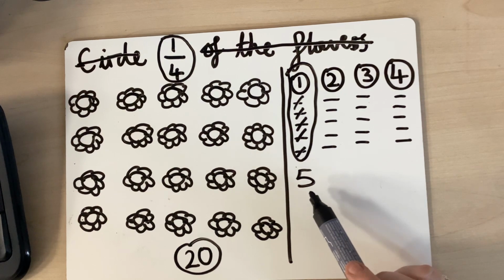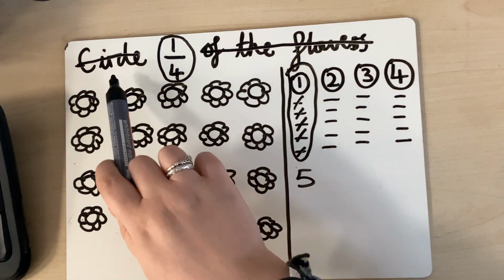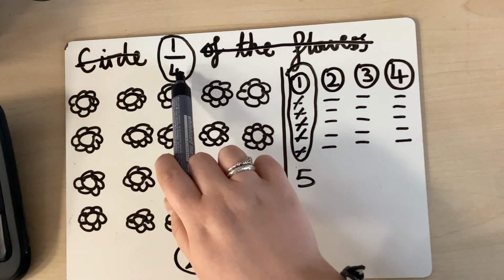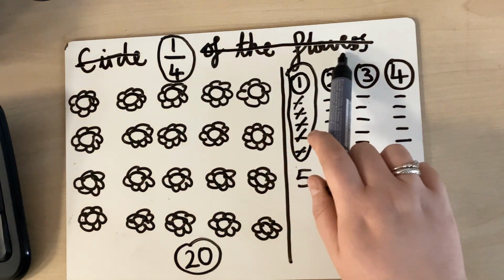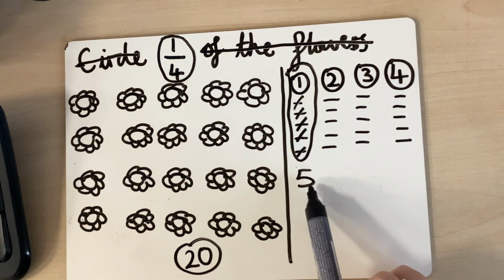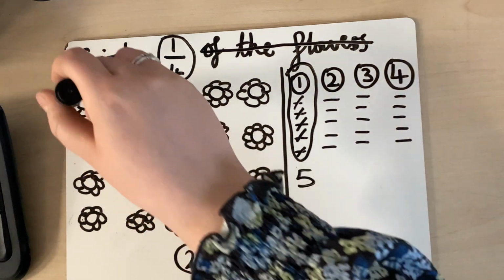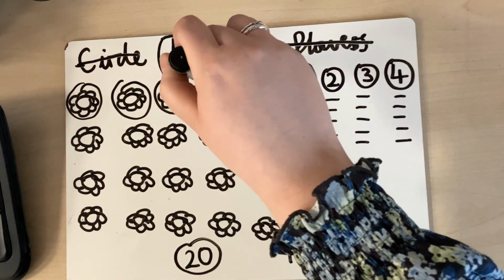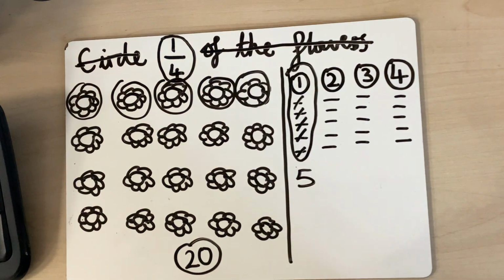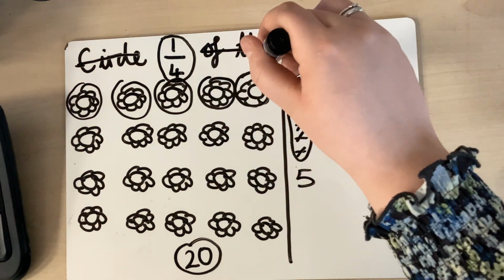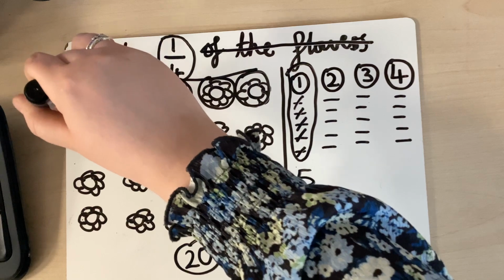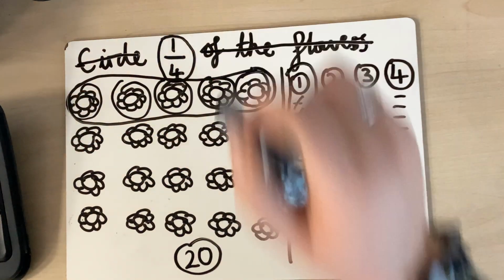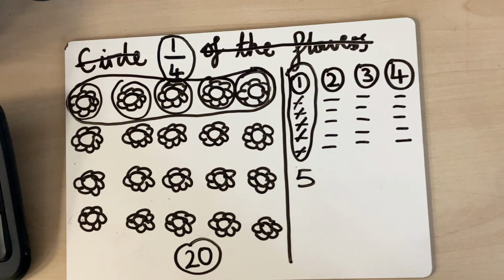But I haven't quite finished the question because my question was circle 1/4 of the flowers. So I need to circle 5 of these. 1, 2, 3, 4, 5. Or you could do one big circle around 5 of them, whichever you find easier.